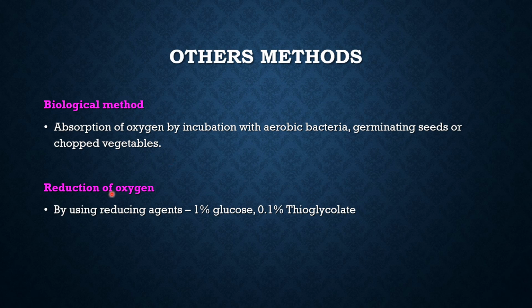And the next is reduction of the oxygen by using a reducing agent like 1% glucose or 0.1% thioglycolate. These are media which we can use. We can also use Robertson Cooked Meat media for the anaerobic microorganisms. So this comes under the reduction of oxygen method.